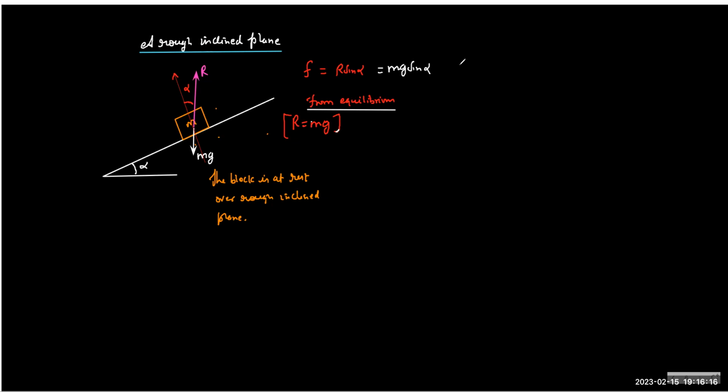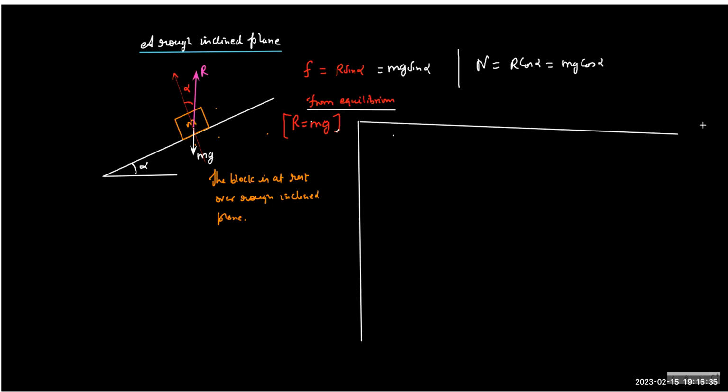Even if you draw the normal, you will get the same answer. And what is the normal value? R cos alpha, and therefore mg cos alpha. So let's draw the regular diagram and try to analyze the same thing.